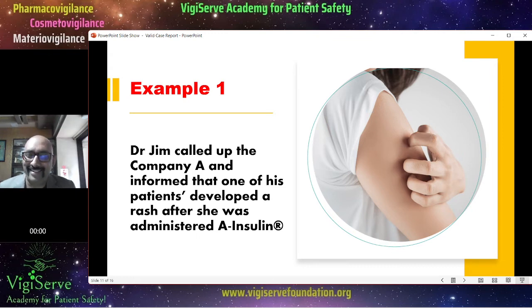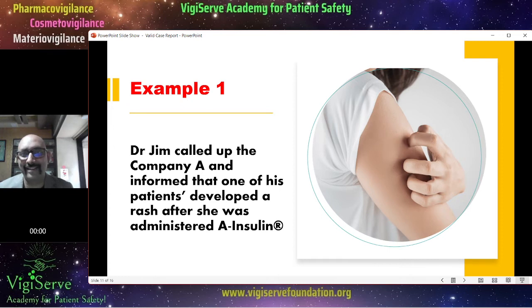Can you think about it? So, here is the catch. After she was administered A insulin, right? That means the patient is a female. So this is how you need to identify. Okay, so this is a very good example. Here the identifying criterion is the gender, right? So the patient is a female.